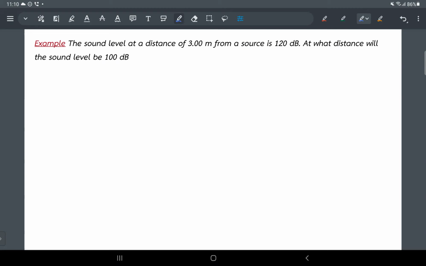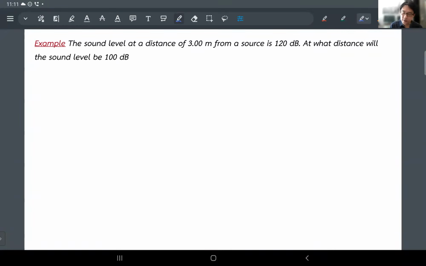Okay. All right. So, the sound level at a distance of 3 meters from a source is 20 decibels. At what distance will the sound level be 100? All right. At least you know it. I mean, you have to stay further away from the source, but how far?